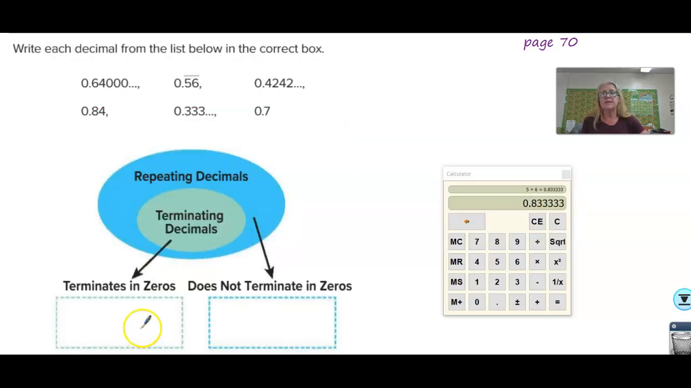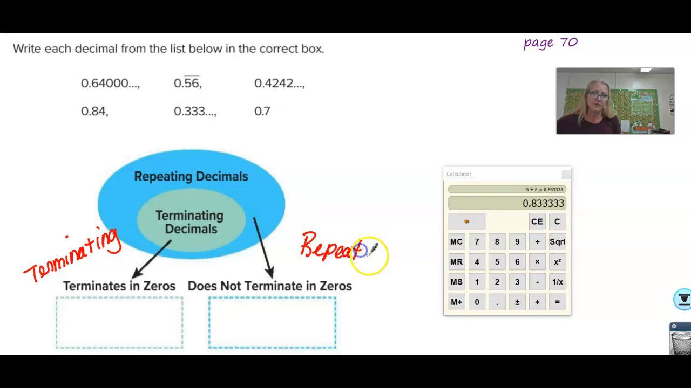Still on page 70, they want us to look at these and classify them, okay? Does it terminate in zeros? That means it's a terminating decimal, it ends. Or does it not terminate in zeros? Does it keep going on forever and ever, okay? So over here, these are your terminating decimals. And these are your repeating decimals. They're just trying to make this really difficult and really wordy.